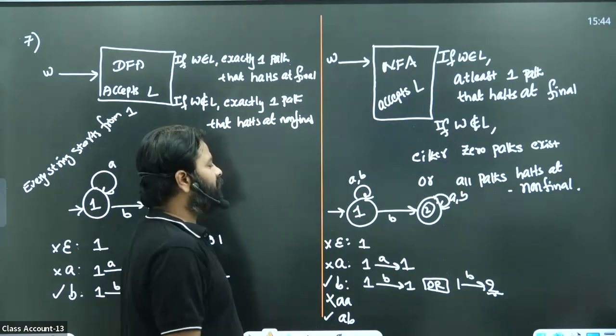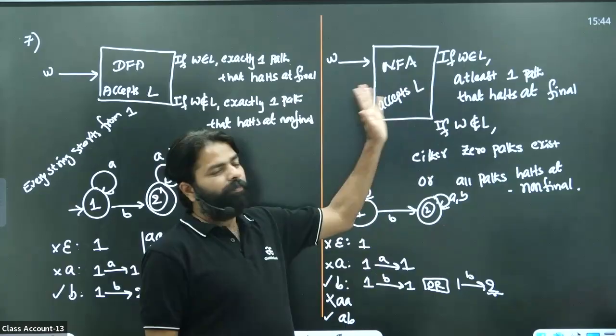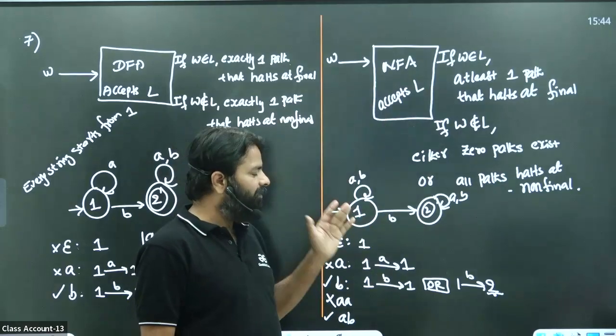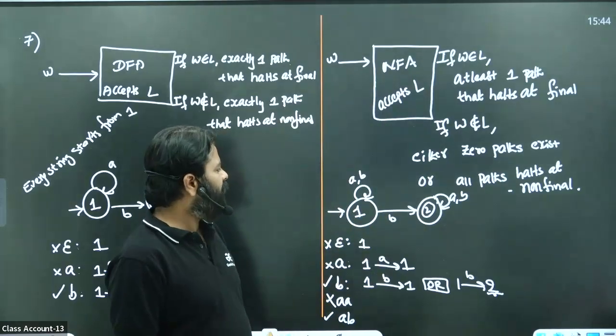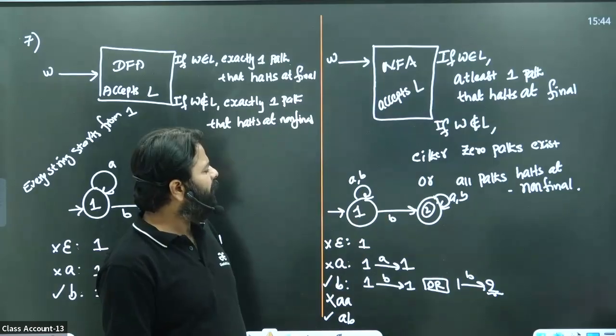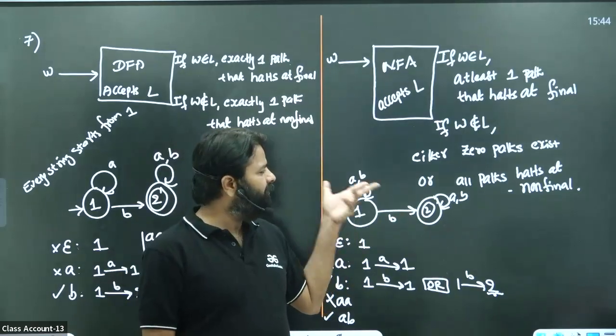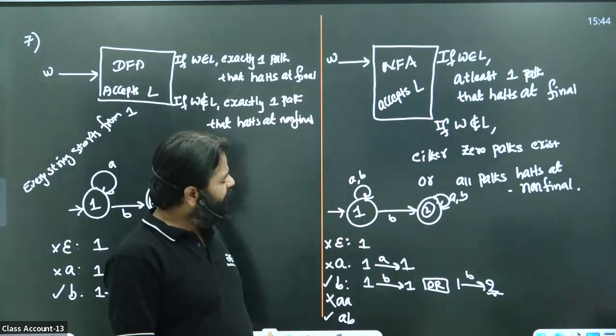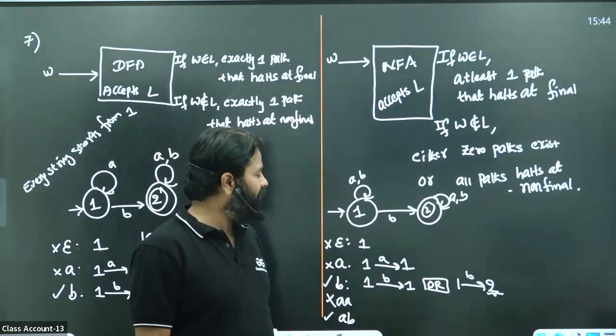So any string which halts at final with at least one path, that is a valid string. In case you don't have any path for any string, then you can say invalid without waiting, without understanding further.